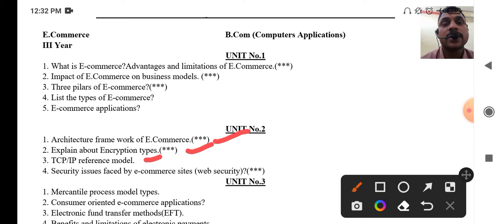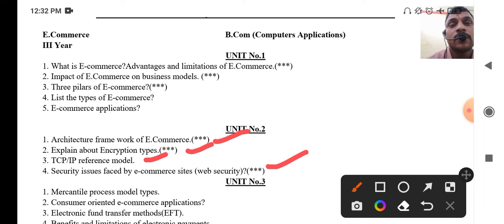Next, when it comes to the third question, the TCP/IP reference model. You know already, this is an important model. Before TCP/IP model, they introduced one more model, that is called the OSI model. The OSI model is an advanced model than the TCP/IP model. So we have to explain about the TCP/IP model here.